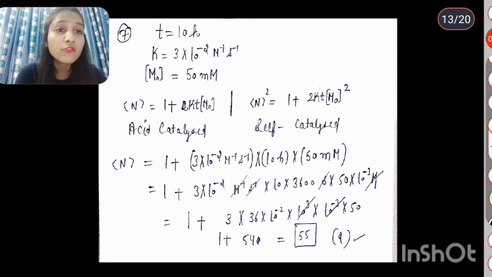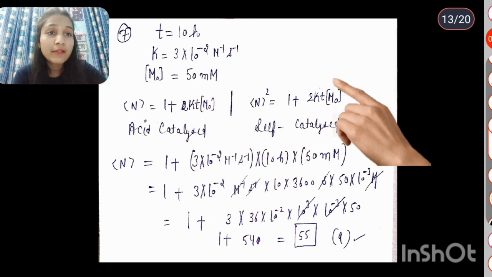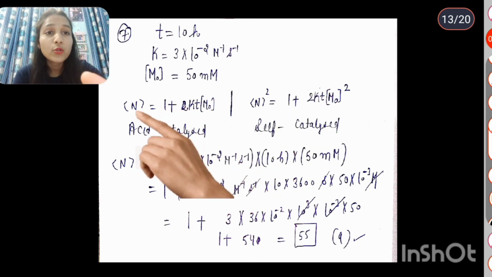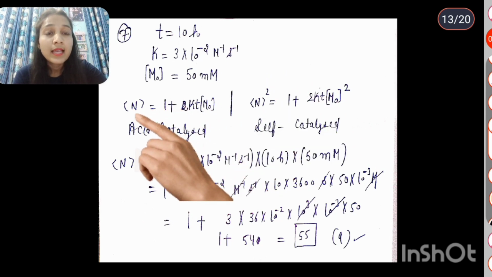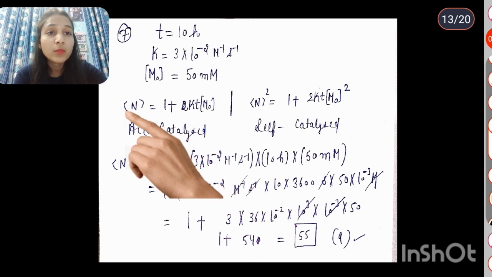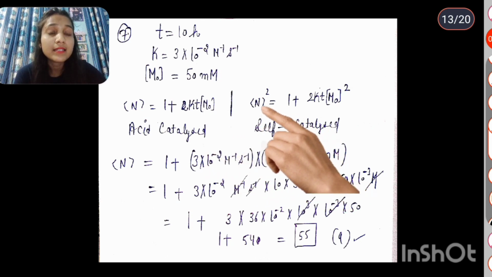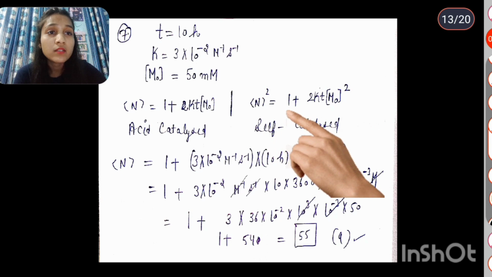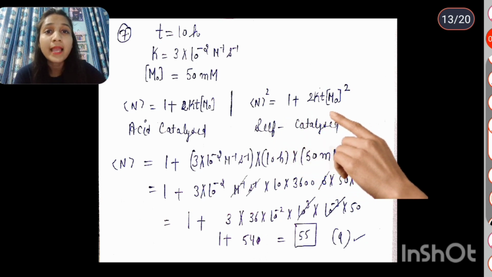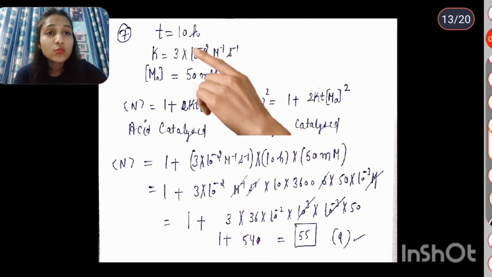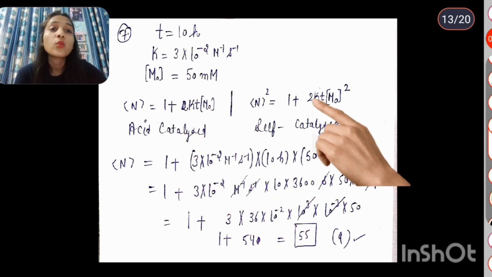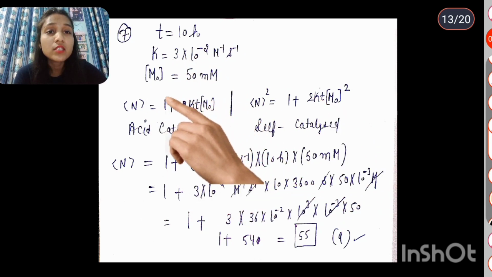So for degree of polymerization we have two formulas, one for acid catalyzed reaction and one for self catalyzed reaction. For acid catalyzed reaction, N, the degree of polymerization, is equal to 1 plus K t M naught, where M naught is the initial concentration, and for self catalyzed it is the degree of polymerization squared is equal to 1 plus 2 K t M naught squared.